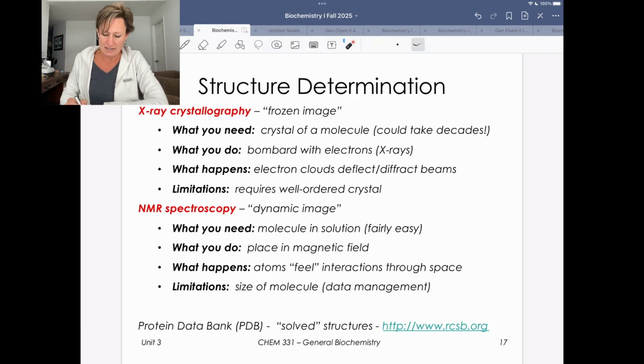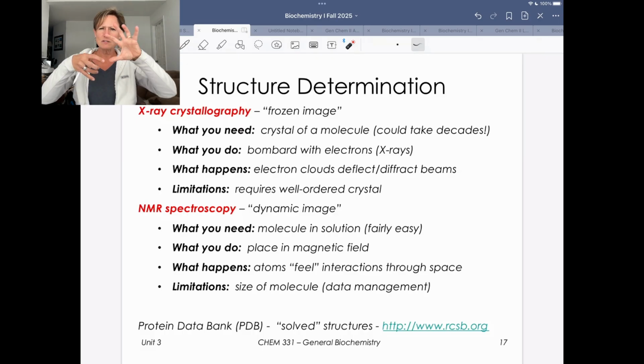NMR is a lot easier because it's a dynamic image. We'll talk about the pluses and minuses of that. But also all you really need to have is a soluble molecule in solution. And oftentimes that's fairly easy. Again, we learned about NMR, you place your molecules in a magnetic field, and atoms are going to feel interactions through space. So highlighting that this is a two-dimensional NMR technique that sort of has atoms feel where other atoms are.